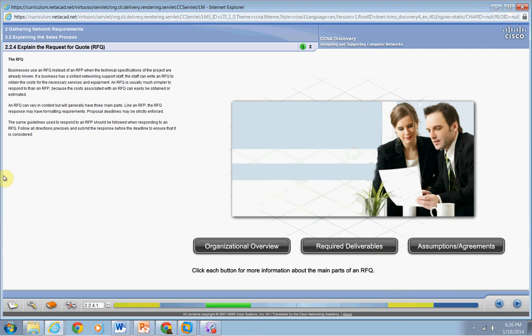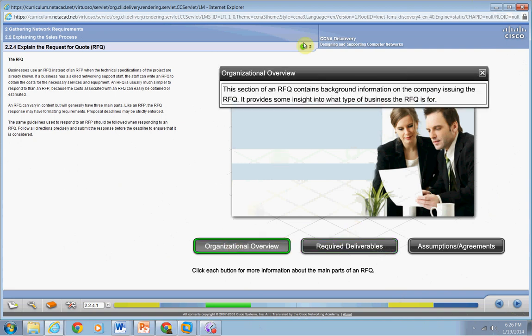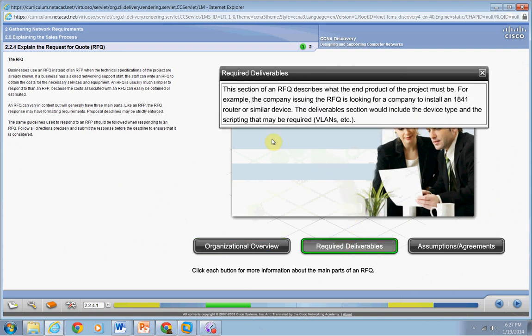Required deliverables, what the end product of the project is. This would include any device type with any instructions that you may need to do. I suppose we could pull this up. That is what the organizational overview is. So required deliverables, and their example in here is if the company wants to install an 1841 router or a similar device, then the deliverable section would include the device type and the scripting that may be required.